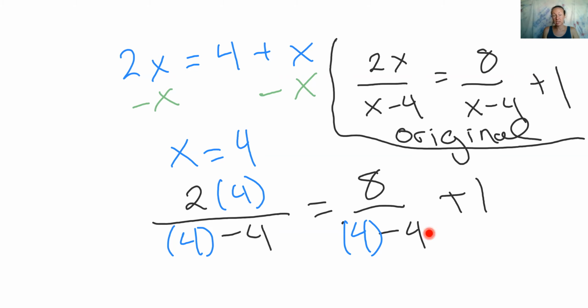This denominator here is going to become 0. So 4 cannot be a solution of this equation, because this expression is undefined when x is 4, and this expression is undefined when x equals 4. So what we say is that this equation has no solution.